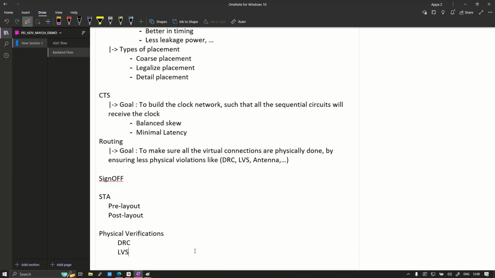And also, because I've been on the interview panel, I'll tell you face to face what is happening. In most of the institutes, or let's say some institutes outside, what is happening is they will be focusing on the complete ASIC flow structure.